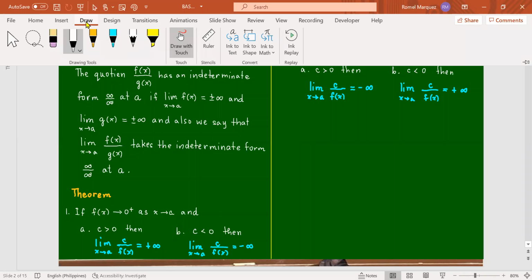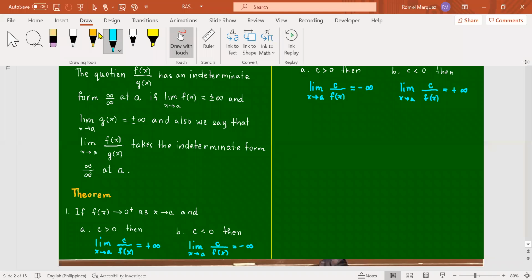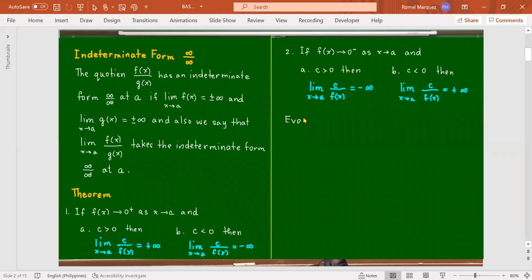Then, so let us have examples of this. Let's say we are asked to evaluate the following limits. Number 1, limit as x approaches 0 of 1 over x. So approaching 0, let's say from the left. Okay?